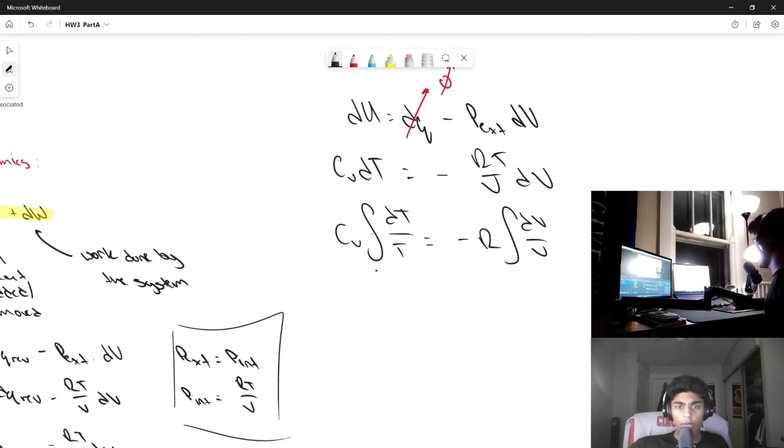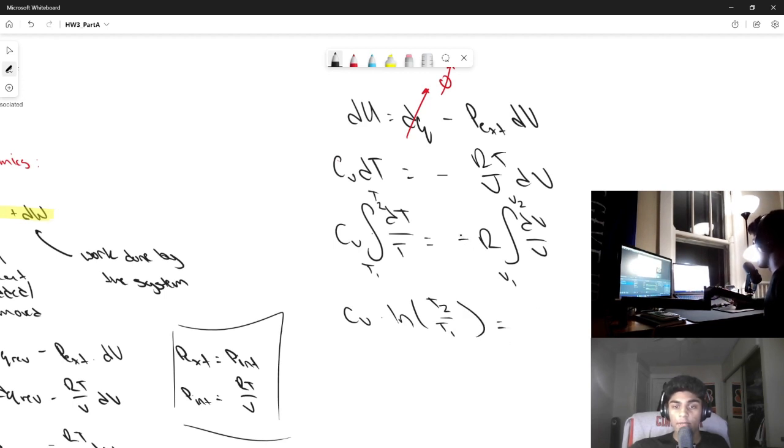And so when we go ahead and find our limits of integration, we're going to get some initial temperature T1 to some final temperature T2. And we're going to do the same for the volume, some initial V1, some final V2. So when we integrate, we have CV times the natural log of T2 over T1.